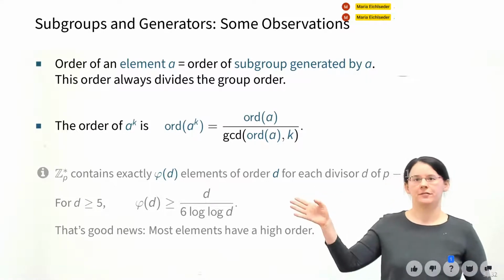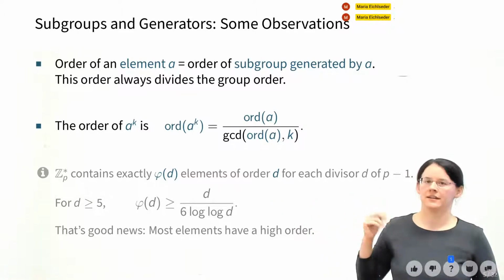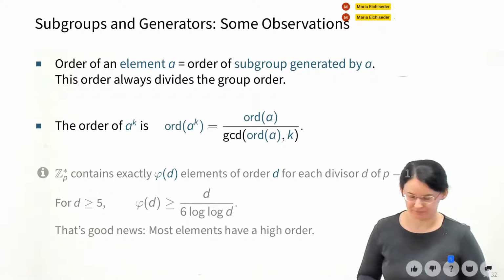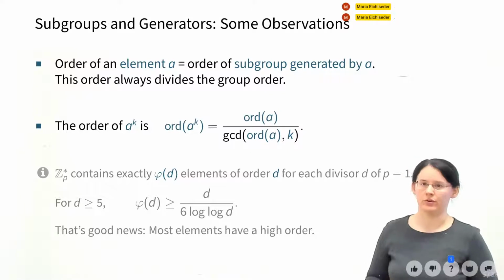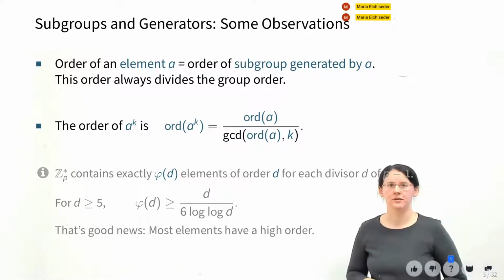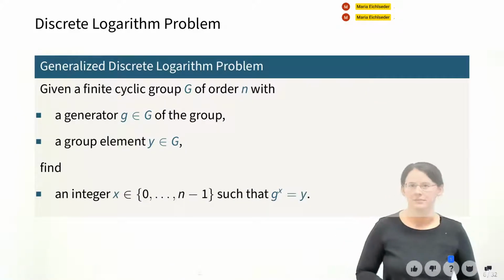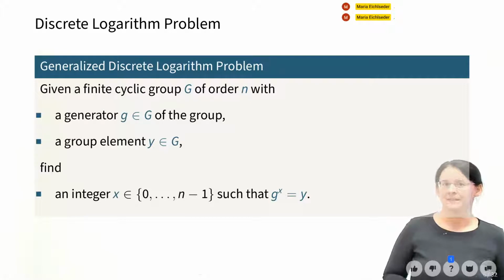So if I have a very large divisor of my group size, then I will also have relatively many elements that have this order. And this is good because they are good basis points if I am interested in the discrete logarithm problem, our main topic here. So let's recall what this was like.